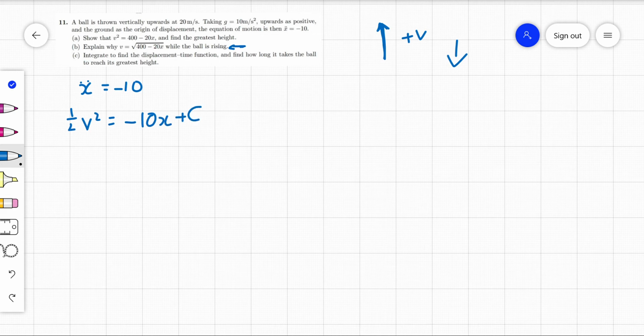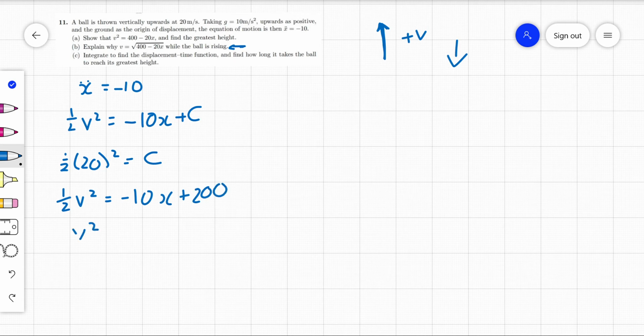And what do we know at the beginning? We do know that at the beginning velocity is 20. So let's make this 20. Velocity is 20 when we start. So let's say x equals 0. So our c is going to be half of 20 squared. 20 squared is 400. Half of that is 200. So our c is going to be 200.